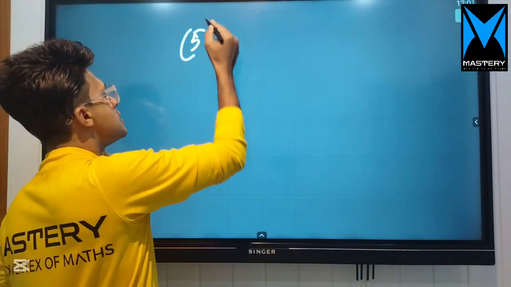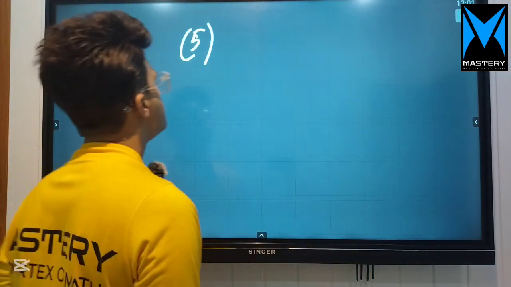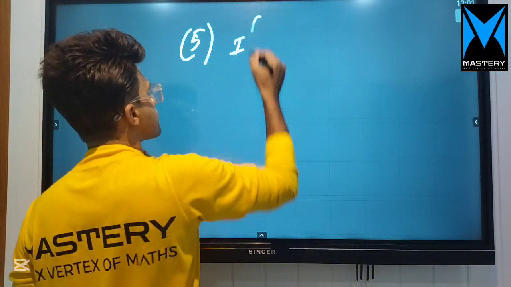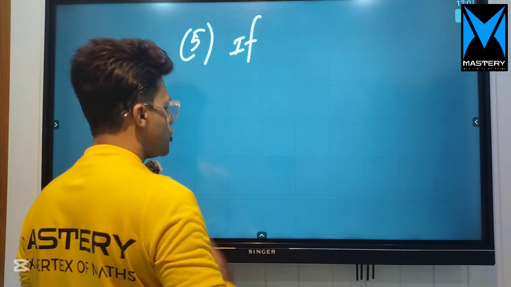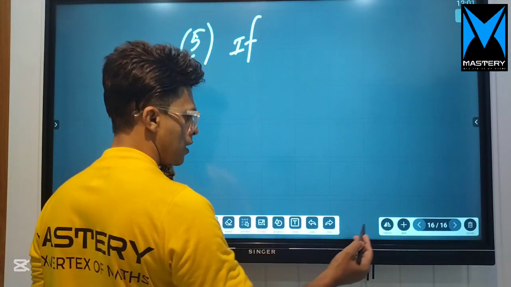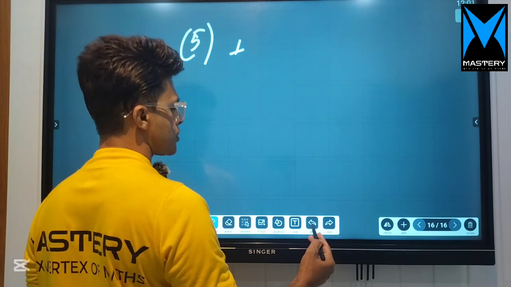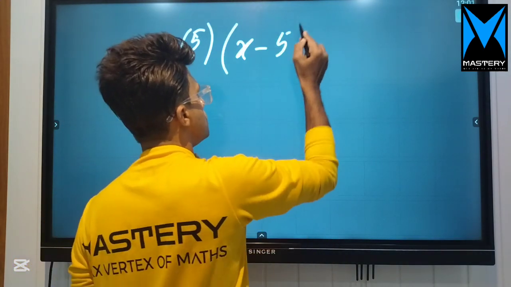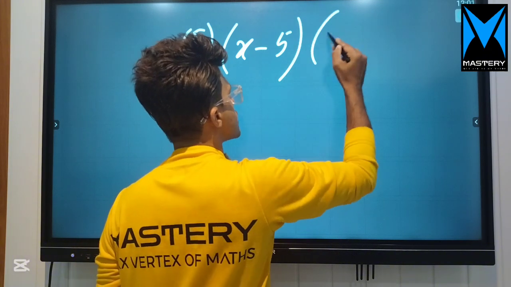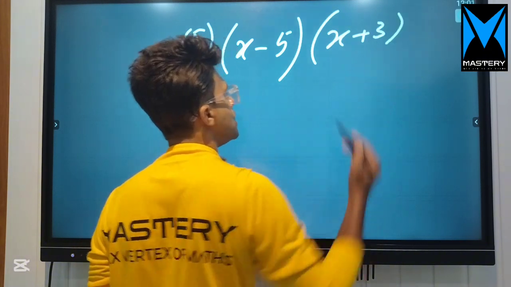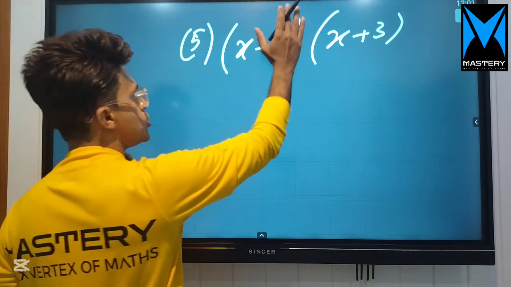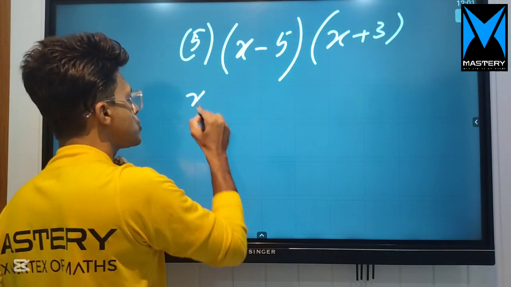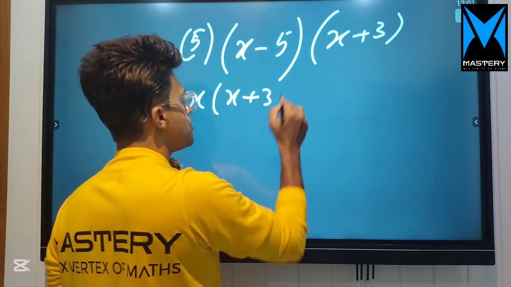The fifth question is an algebraic expression question. I will do it right now. You need to multiply these values. Okay, these algebraic expressions: x minus 5 times x plus 3. Yes. How do you multiply? And you could close this 5. Then x into x plus 3 multiply.